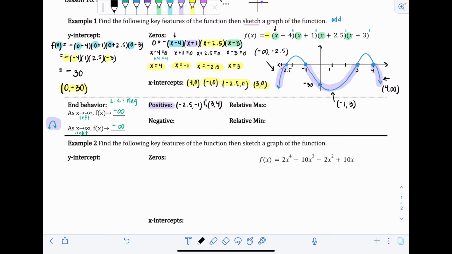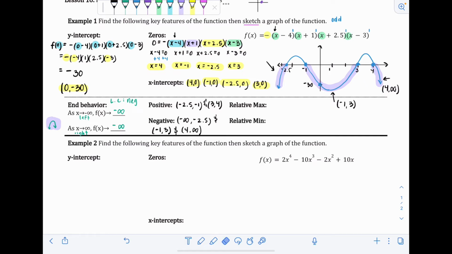So this would be negative infinity to negative 2.5, and then negative 1 to 3, and then 4 to infinity. So 3 different intervals here, 3 different pieces where it's negative.